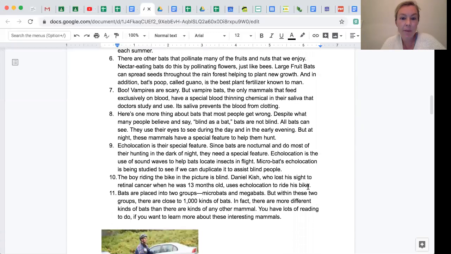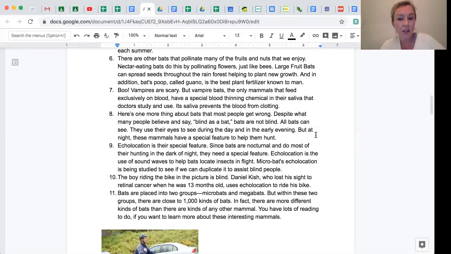Here's one thing about bats that most people get wrong. We're on paragraph 8. Despite what many people believe and say, blind as a bat, bats are not blind. All bats can see. They can use their eyes to see during the day and in the early evening. But at night, these mammals have a special feature to help them hunt. Echolocation is their special feature.